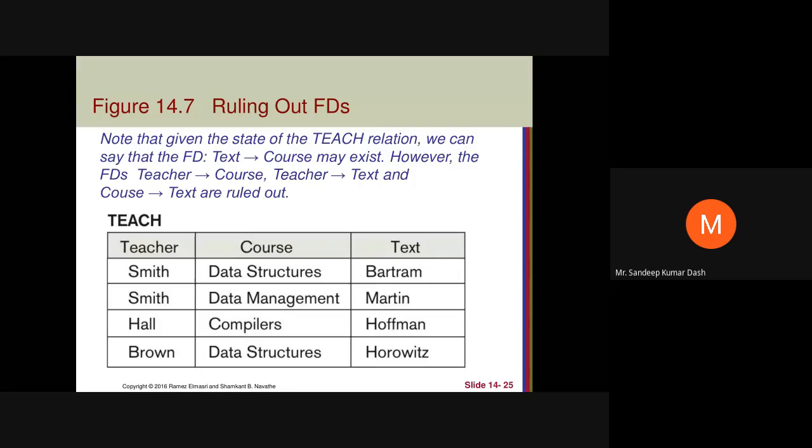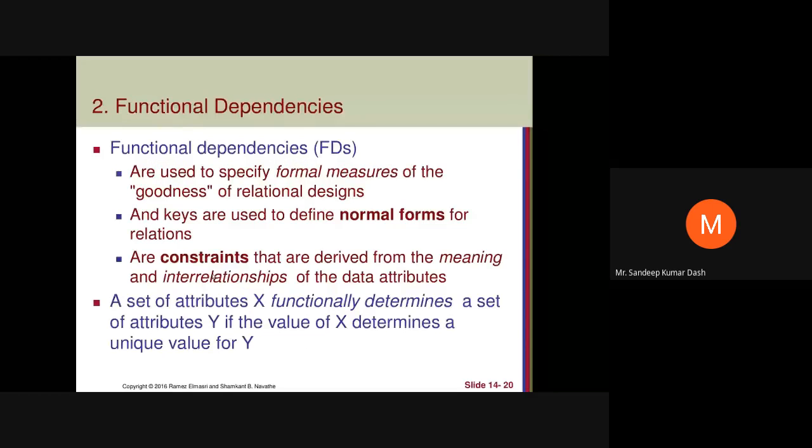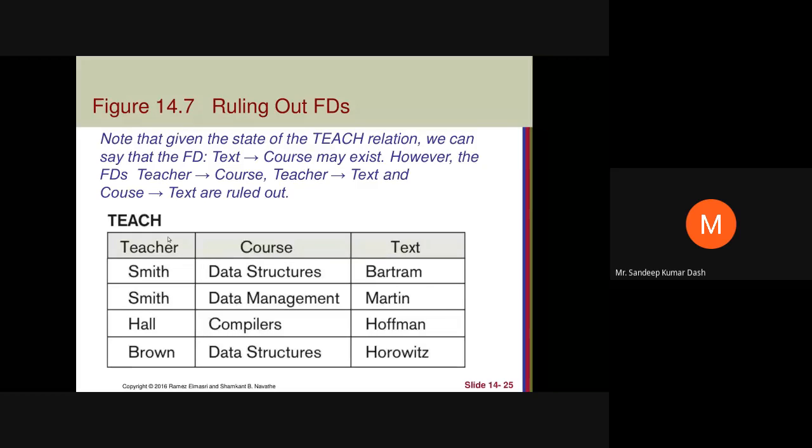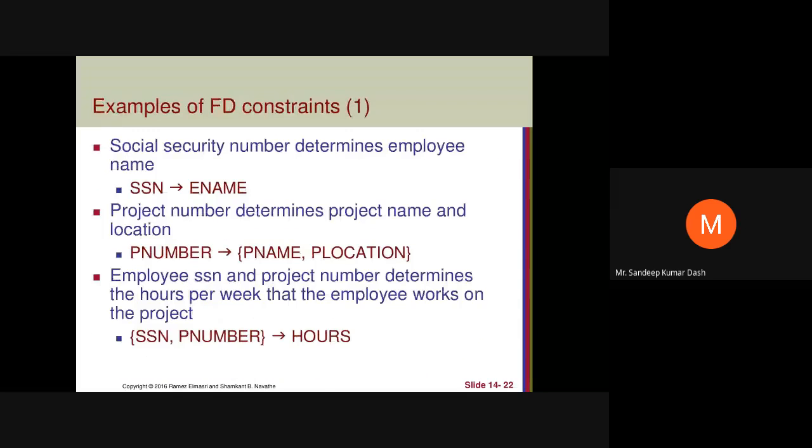Fine. So this one is your functional dependency, which says, it's very simple: if T1.x equals T2.x, then T1.y must equal T2.y, or else it will be invalid. X and Y may be any column, or maybe a combination of teacher and course with text. So that was your functional dependency. Now we go to the details.